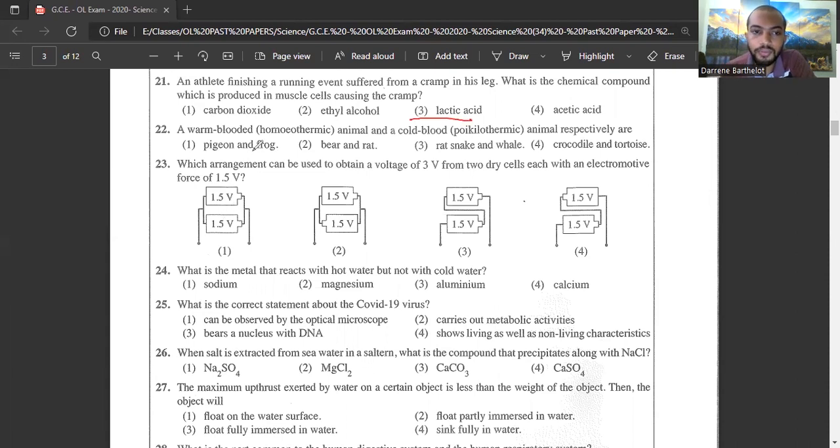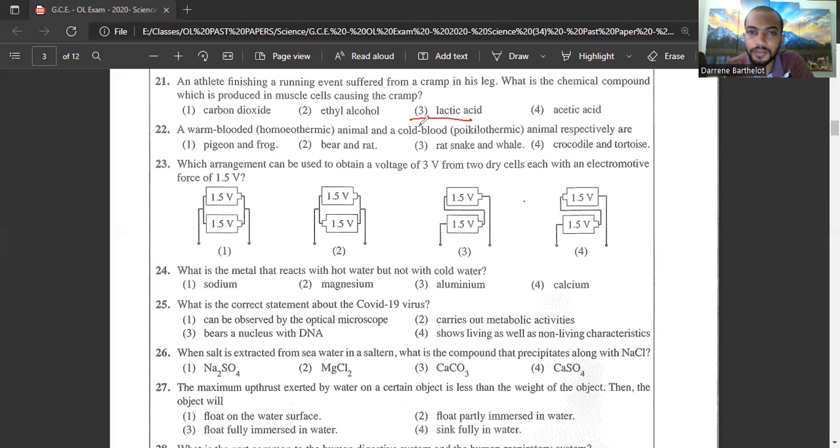Question number 22, a warm-blooded homeothermic animal and a cold-blooded poikilothermic animal respectively are. Homeothermic is another name for warm-blooded and poikilothermic is another name for cold-blooded, right? As I told you before in the previous papers also, warm-blooded animals are the animals which don't change their body temperature with the environmental temperature. But in cold-blooded animals, their body temperature changes with that of the environment, right? Warm-blooded animals are mainly mammals and aves, while all the other vertebrate groups, that is Pisces, amphibia, and reptilia, those 3 groups are cold-blooded animals.